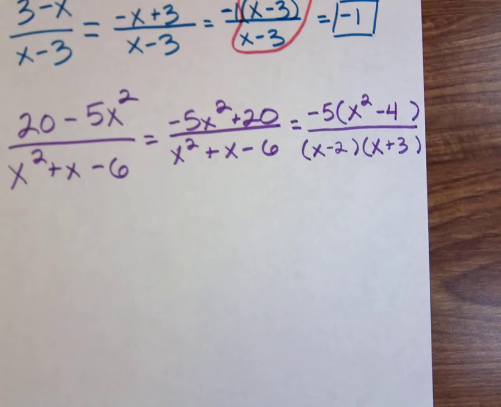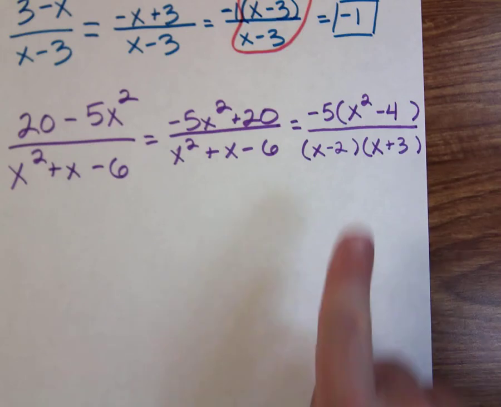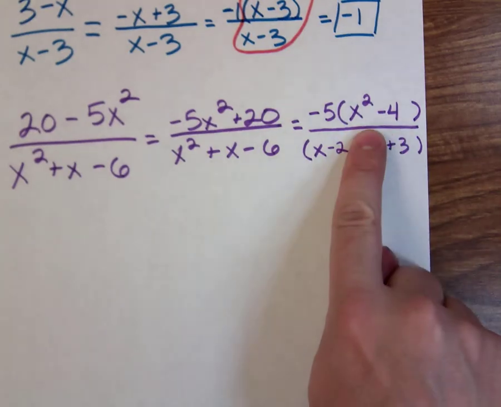Now, when you look at what we're left with, you're probably thinking to yourself, there's nothing that can cancel. Like, how am I supposed to reduce that? Nothing on the top is the same as the stuff on the bottom. But can't you reduce that one? Which one? X squared minus 4. Yeah. I bet I could factor that again, couldn't I?